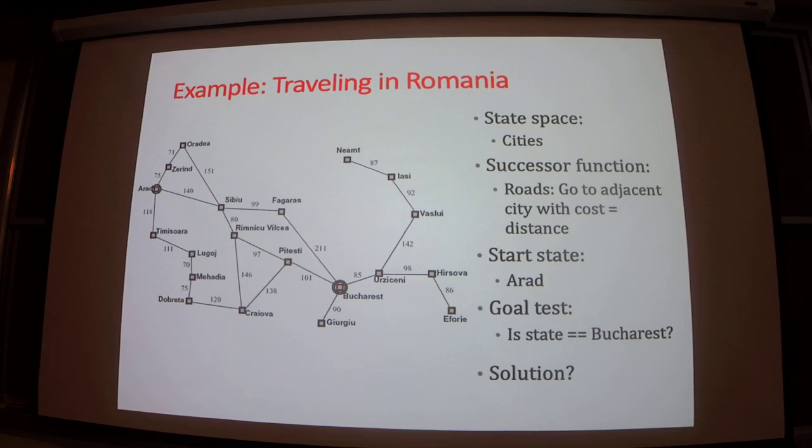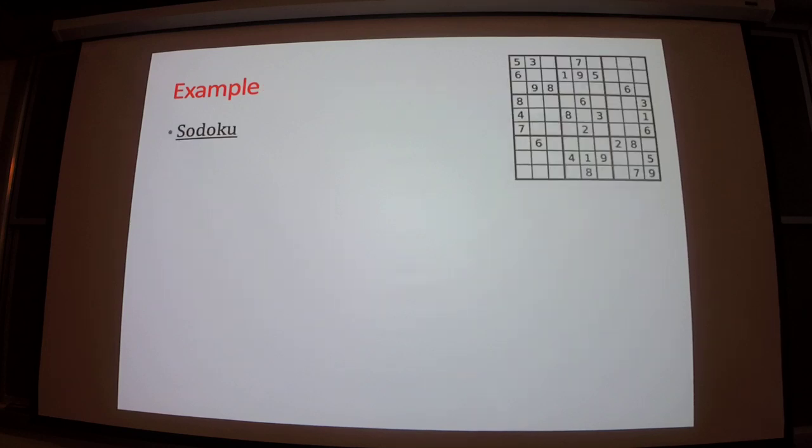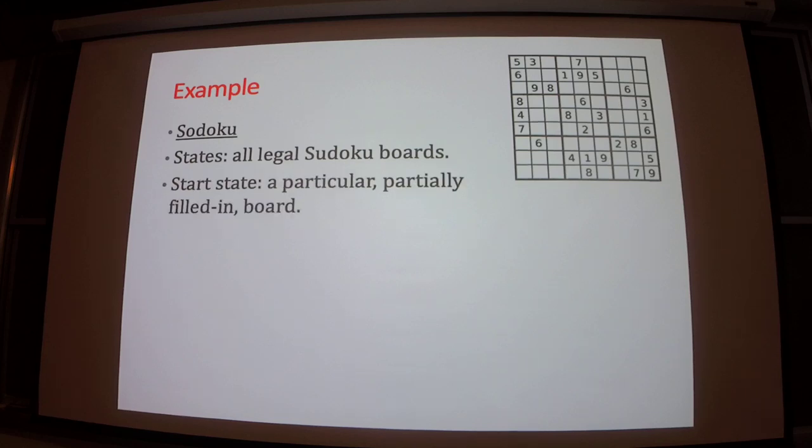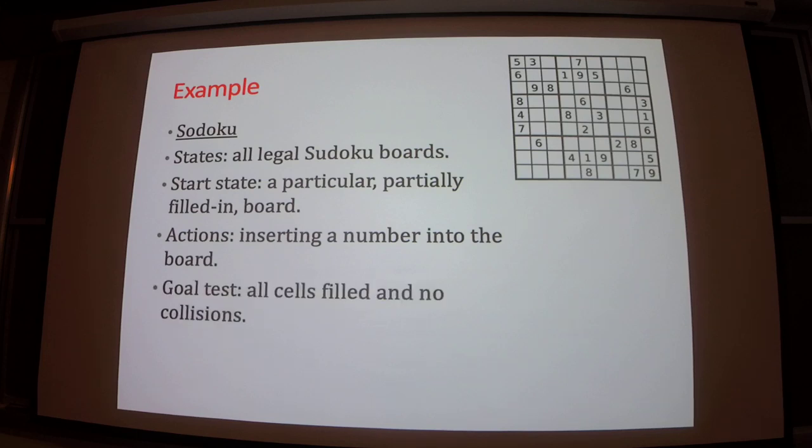But this doesn't have to be something that's as easily mapped to this abstraction as a map. We can talk about something, for instance, like Sudoku. So in Sudoku, we have some set of states. Let's call those all legal Sudoku boards. We have some start state. That's a partially filled in board. We have actions. Those actions can be inserting a number into the board. And we have some goal test. And that's where all the cells are filled with some number and we meet the constraints associated with Sudoku. We'd have some cost function, which may be, you know, one per addition of number. So then we can use the same search strategies that we used to plan our route through Romania to solve Sudoku.